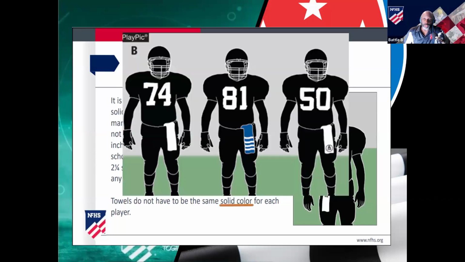Now here in this picture, 81, that towel would be illegal because it's not a solid color. So 74 and 50 are fine. 81 is not fine. If it was just solid blue, it would be fine. But because it's not a solid color, don't ask me why, it's illegal.